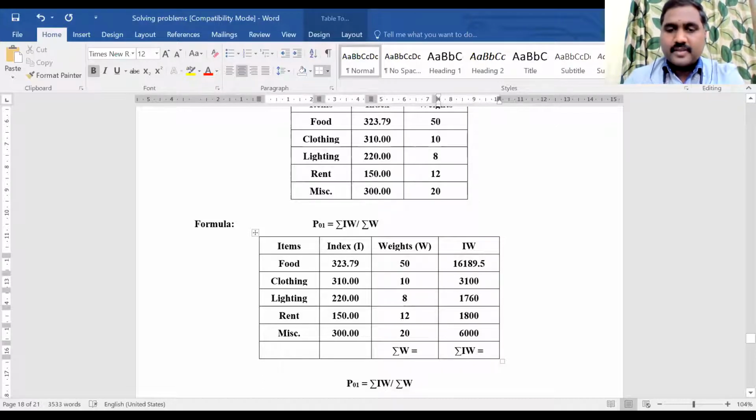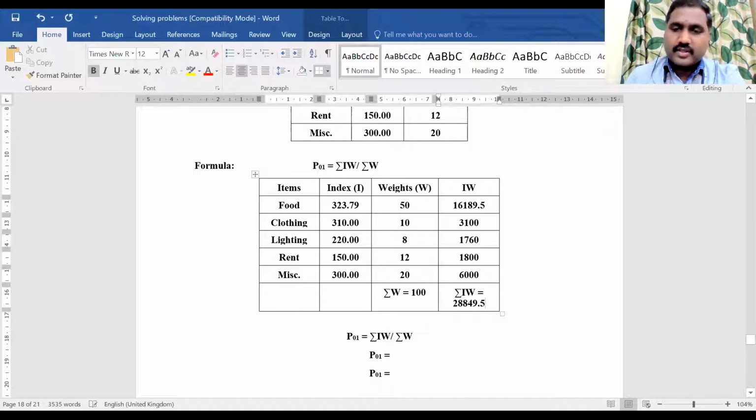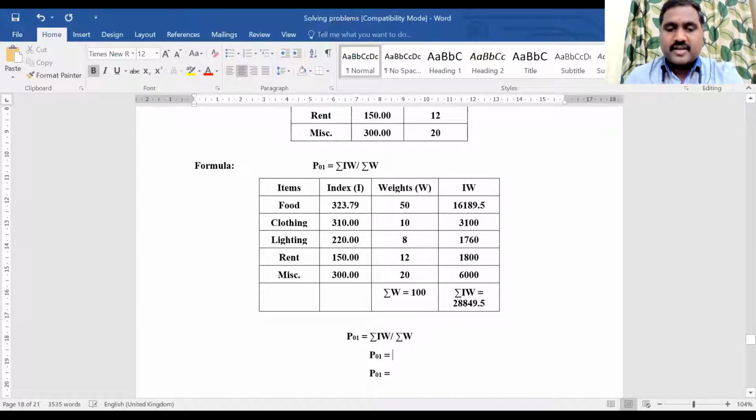6,000. Okay, good. Now what is the total value of weightage as well as the total value of I into W? This is 60, 68, 70, 80, 100 and this will be 28,849.5. Okay, good. So we can substitute directly now. 28,849.5 divided by 100. So it is very easy, right?